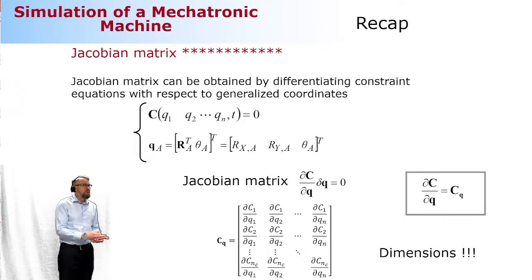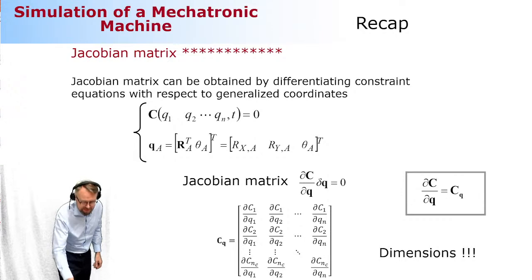This is super important. If there's one thing you need to know, it is the Jacobian matrix. Components needed are constraints and generalized coordinates. Okay?